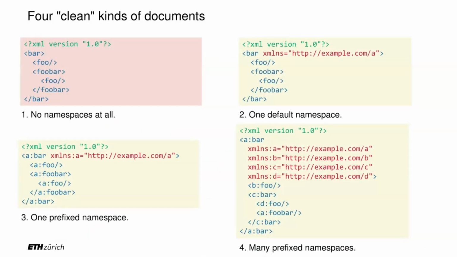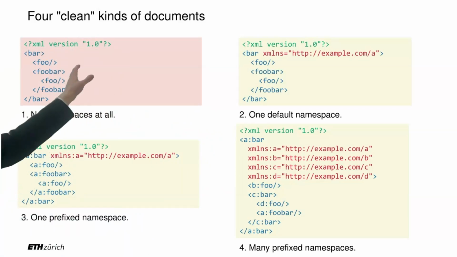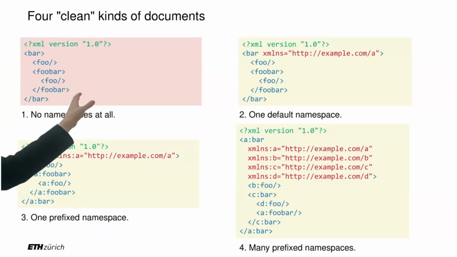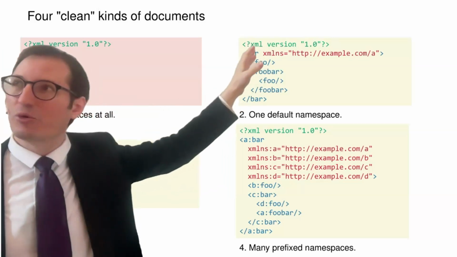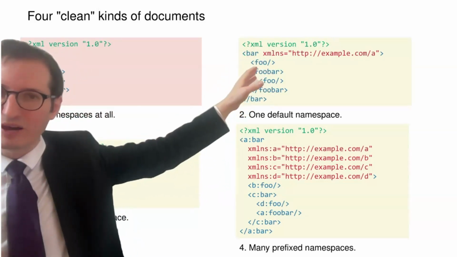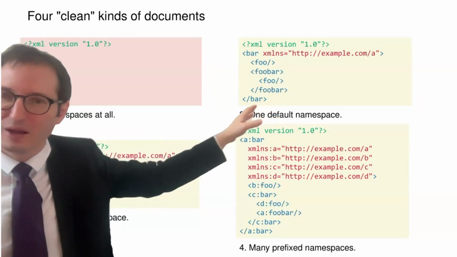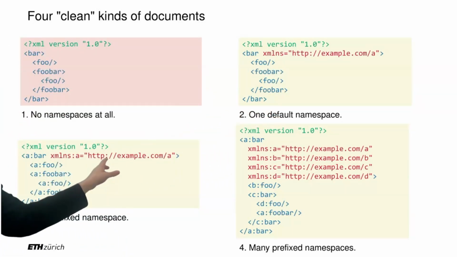And so there are only 4 ways that you should be using namespaces. The way number 1 is none at all. This is an XML document that doesn't have any namespaces at all. Way number 2 is one default namespace. That's like the from pandas import everything. Then you don't have any prefixes. Way number 3 is you prefix it. That would be like the import pandas as PD, right?